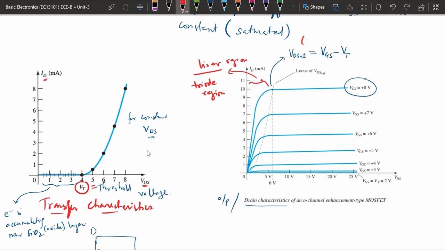So this is the pinch off point. After the pinch off point, the current becomes constant. In all the cases the current is constant, so this is called your saturation region.